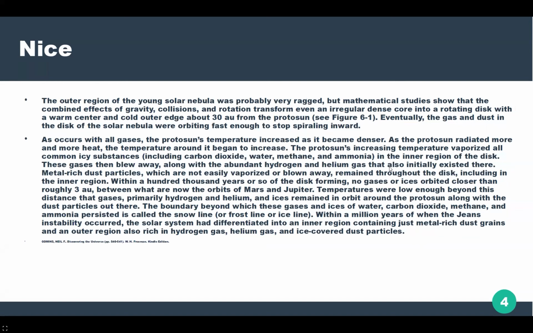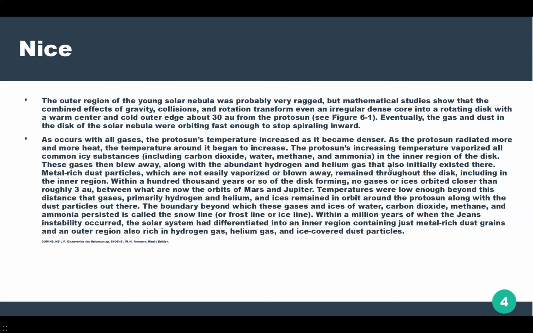Within 100,000 years or so, the disk had no gases or ices orbiting closer than roughly 3 AU, between what are now the orbits of Mars and Jupiter. Temperatures were low enough beyond this distance that gases, primarily hydrogen and helium, and ices remained in orbit around the protosun along with the dust particles out there. The boundary beyond which these gases and ices of water, carbon dioxide, methane, and ammonia persisted is called the snow line, or the frost line, or the ice line.